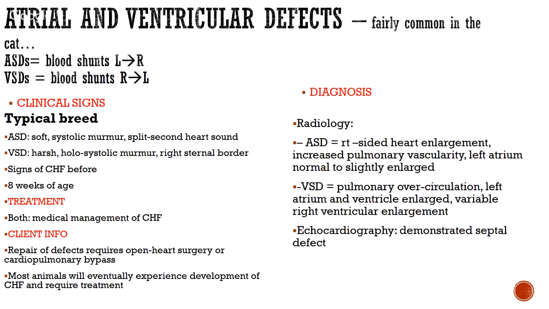There are some typical breeds. Bengals are one of the breeds that get these. With the ASD, what you'll hear is a soft systolic murmur and a split second heart sound. Split second means that you're hearing a lub-da-dub, lub-da-dub, lub-da-dub. That's a soft murmur. A VSD is a harsh holosystolic murmur on the right sternal border, where those ventricles are actually located, and it'll be a whoosh-up, whoosh-up, whoosh-up. So it's a lot harsher than an ASD. We may see signs of congestive heart failure before they're even 8 weeks of age.